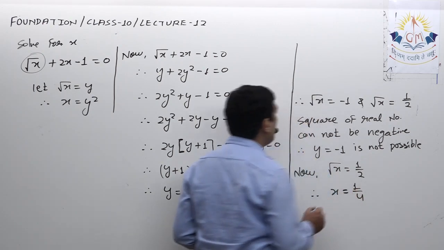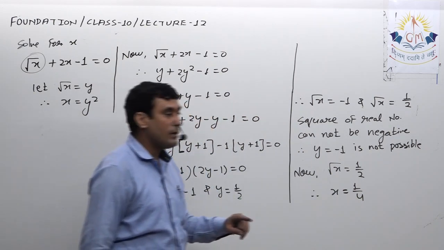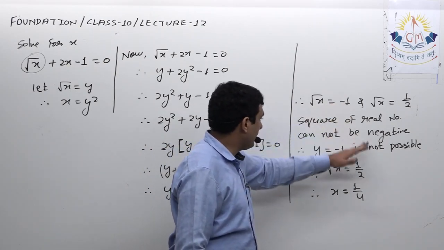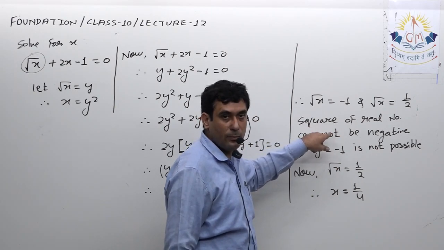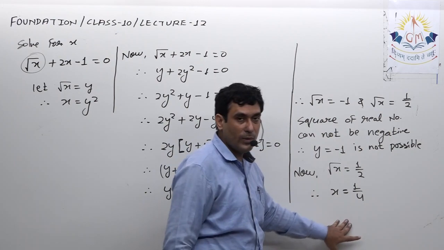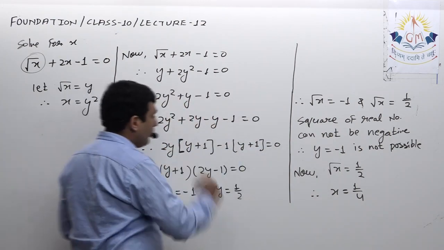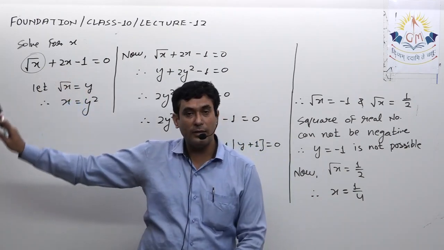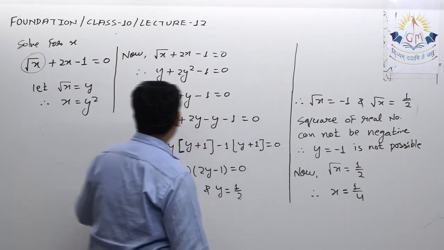See, as I told you, whatever values we get, we have to check whether those values are possible or not. So here this value gets neglected only because it was not following this rule, that the square root of a real number cannot be negative. Now x equal to 1 by 4, we check whether for this it is possible or not. Suppose x equal to 1 by 4 also does not satisfy this equation, then we'll say there is no real root for the given equation. Let us see.